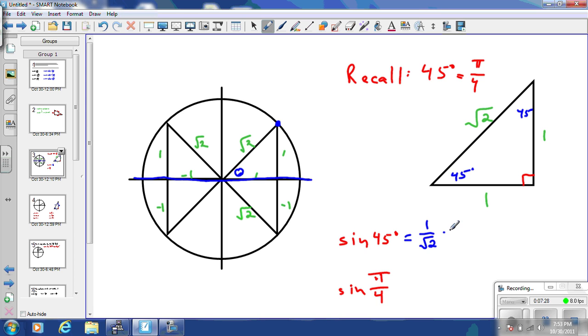But we have to rationalize that. We can't leave a square root in the denominator. So I get the square root of 2 over 2. That's the same thing as the sine of pi over 4, because pi over 4 and 45 degrees are the same thing.